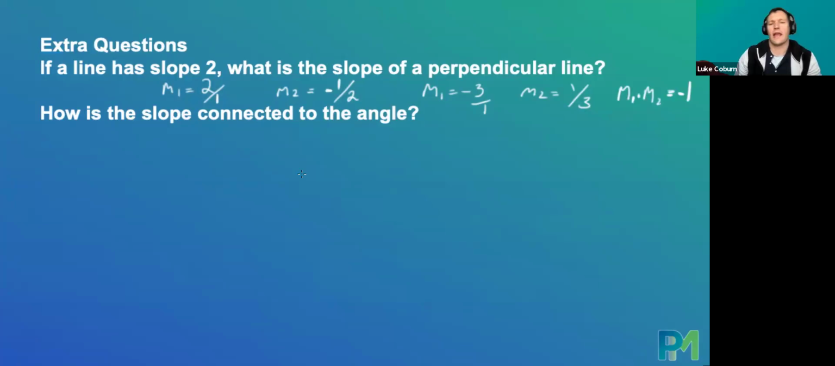And then another question is, how is the slope connected to the angle? This is where we get more into the formula. If you think about slope, it's rise over run.